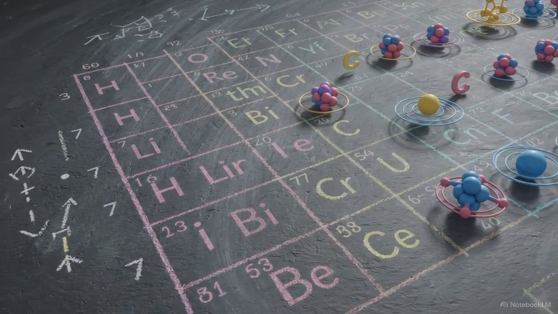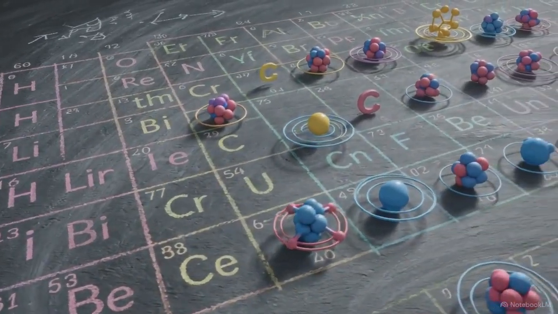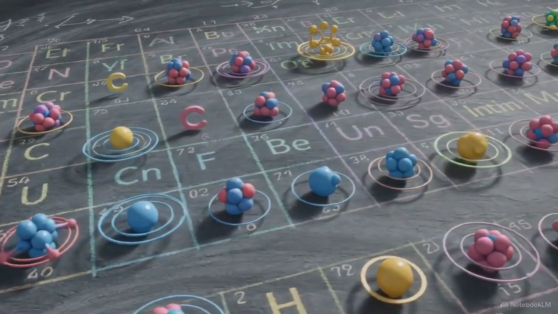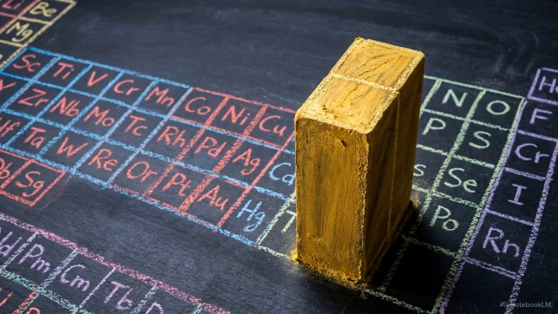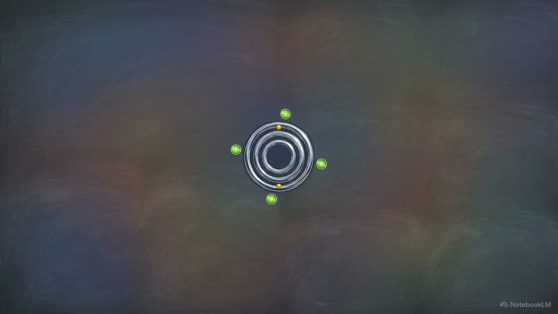Zooming out to the full table, we can examine the overarching architecture of the columns and the rows. The vertical columns are known as groups. All elements stacked within a single group share similar behavioral characteristics. Here we see a 2D model of an atom. Notice the bright outer ring. These are the valence electrons, the electrons occupying the outermost shell. These specific electrons dictate how an element will bond with other atoms.